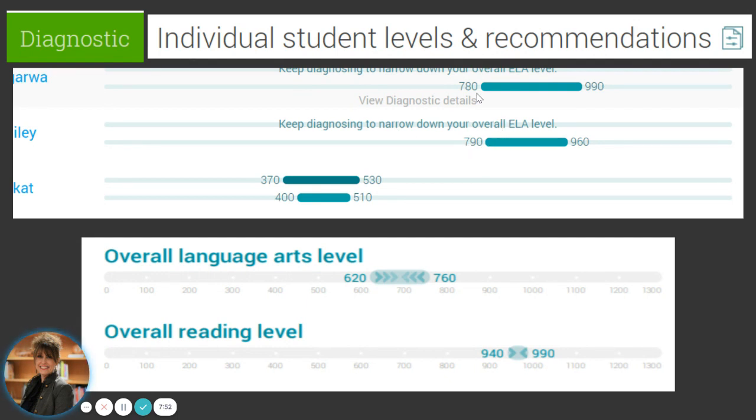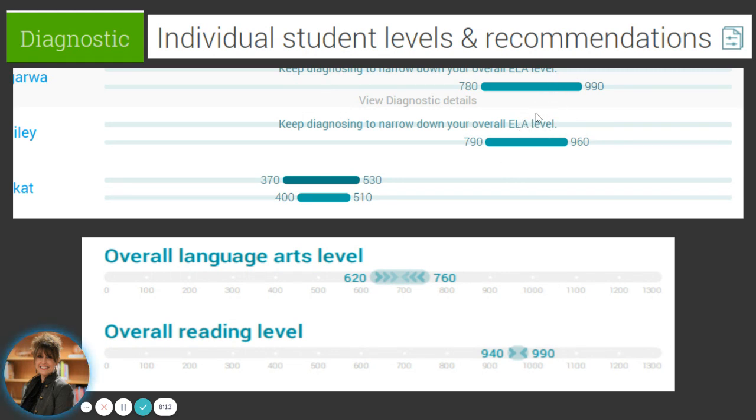And this is how it reads. This student up here is at a 780, which means 7th grade, 8th month in to 9th grade, 9th month in. So somewhere in there is where this student's going to fall. This is 7th grade, 9th month in to 9th grade, 6th month in. These are high school students, but these are 11th or 12th graders.